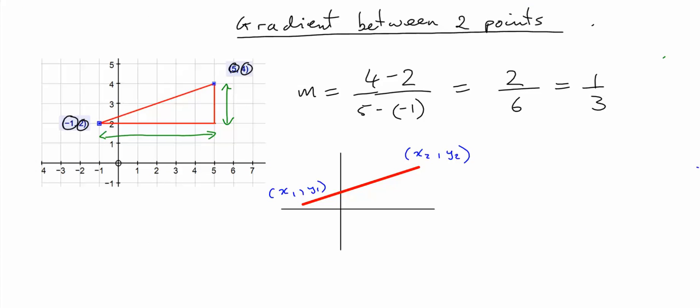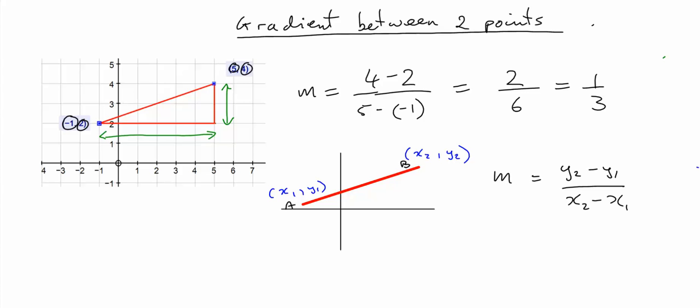In general, if we label our points (x1, y1) and (x2, y2), then the gradient of AB, which we'll write m, equals the difference of the y coordinates, y2 minus y1, over the difference of the x coordinates, x2 minus x1.